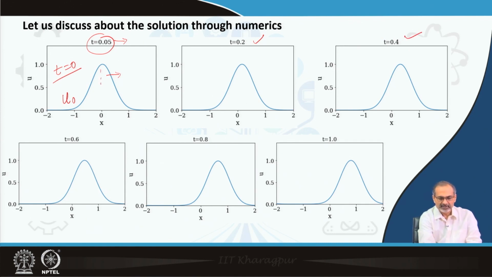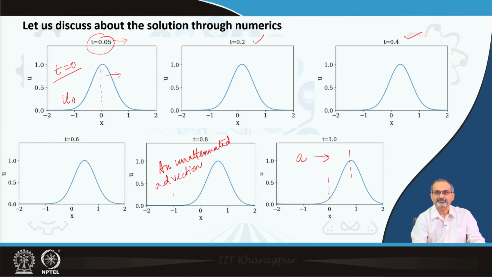So, initially the center of the wave was somewhere over here, and as you reach t equal to unit time, it has already moved to a very different location, depending on what wave speed you have defined for the problem. What you see over here is an unattenuated advection of the initial waveform.